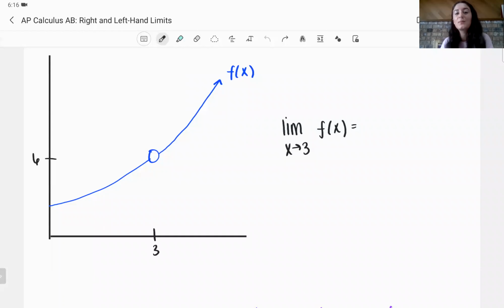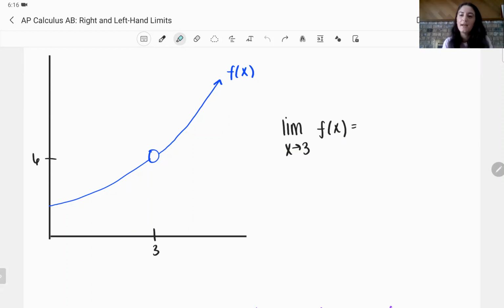Everyone, in this video we are going to be talking about left and right hand limits. So before we start talking about that, I just wanted to do a quick recap of what we talked about in the last video. Last video we talked about how to find limits, and I have this example right here that we're going to go over just to remember what we did.